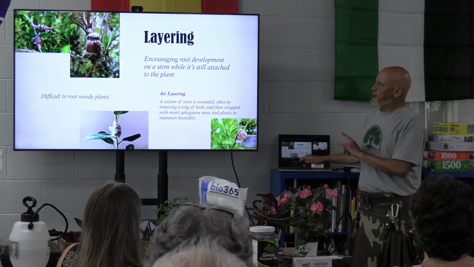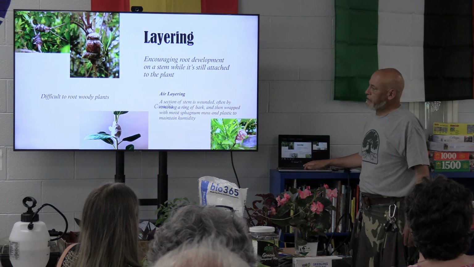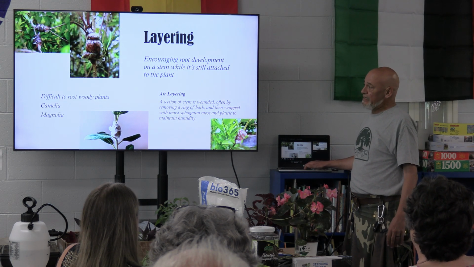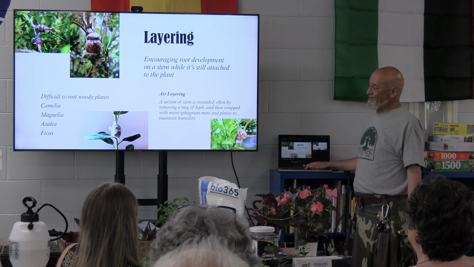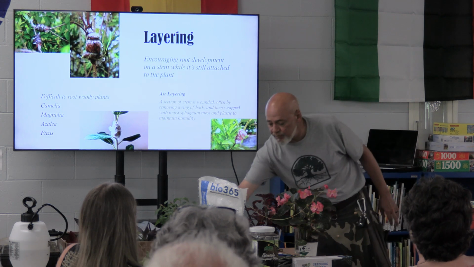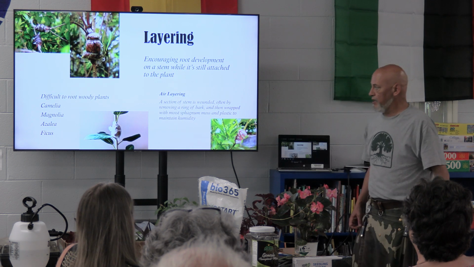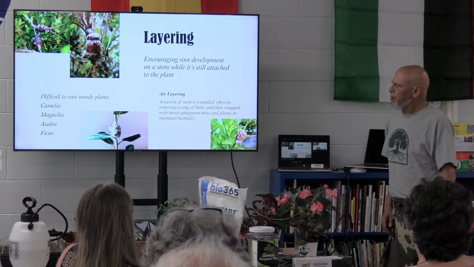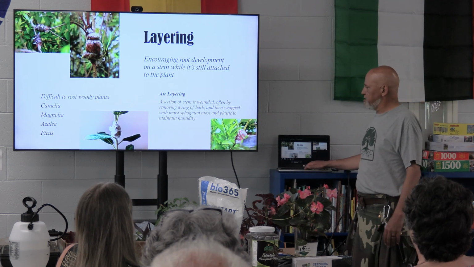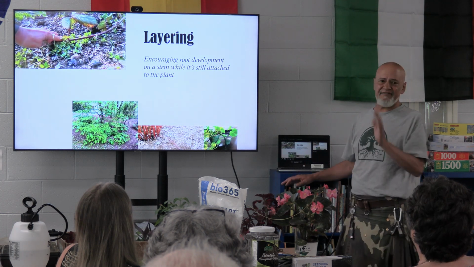So you do air layering for difficult to root woody plants. So this would be camellias, magnolias, azaleas, ficus. Air layering is probably the only way that I've had success in propagating azaleas, for example. Camellias, I have a little bit of luck with, I guess. So then, the other kind of layering is called simple layering, and this is even easier.